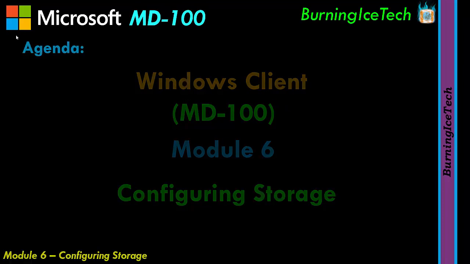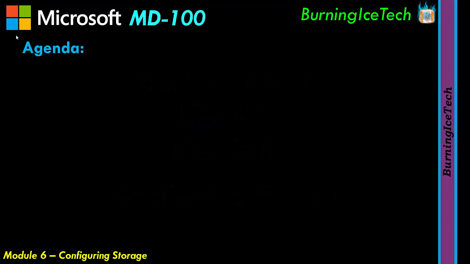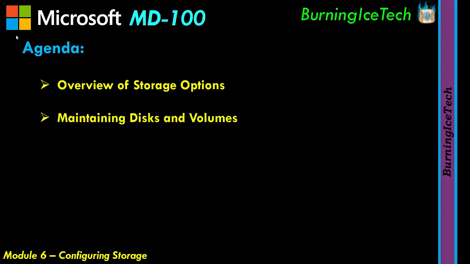Now as for the main sections in this specific module, the first section is titled Overview of Storage Options, so a bit of an overview there. The second will be Maintaining Disks and Volumes. And the third and last section will be managing storage spaces. Now, like usual, folks, these are obviously not the only topics in this module. These three are simply the main sections.